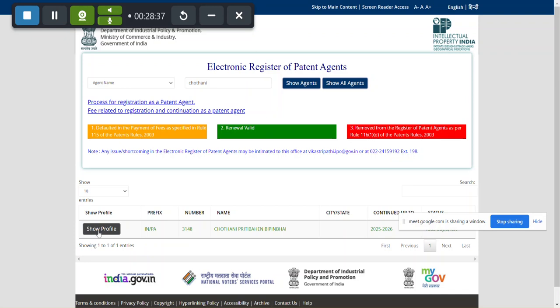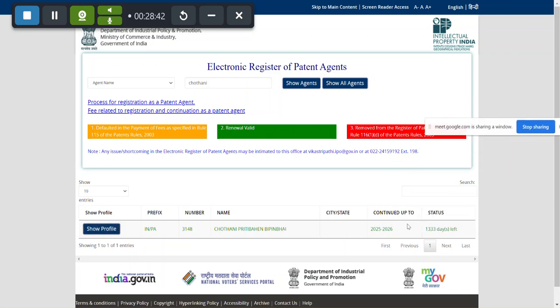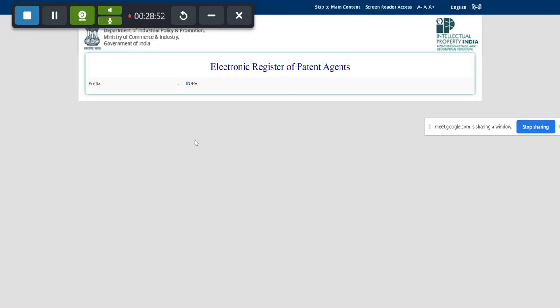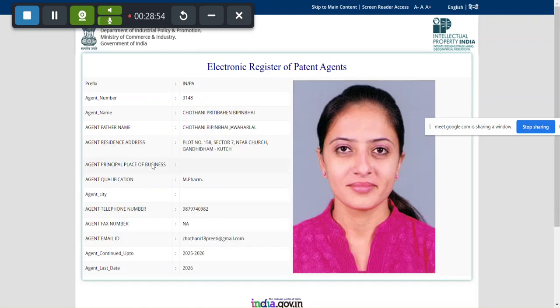Right. So in the preview they are showing that my name is continued in the register because I have paid in advance. Then this many days are left to pay the renewal fees. This is my name, this is my number. Now if we click this, then we will get all details about the patent agent.